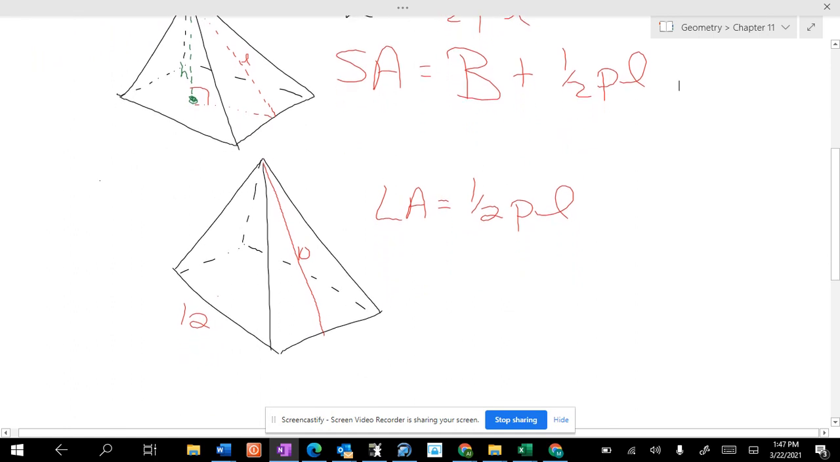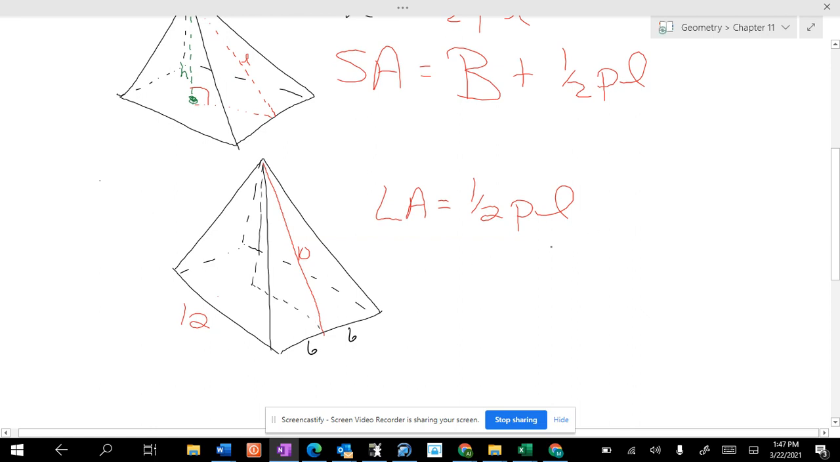So you should have this already written on your note card, but the lateral area of a pyramid is 1/2 PL, and the surface area is area of the base plus 1/2 PL. So let's look at this one right here. Let's imagine that base is a square, so 12 on each side. So if it's 12 on each side, this is 6 and this is 6, right? If we draw in the height, it looks like that.